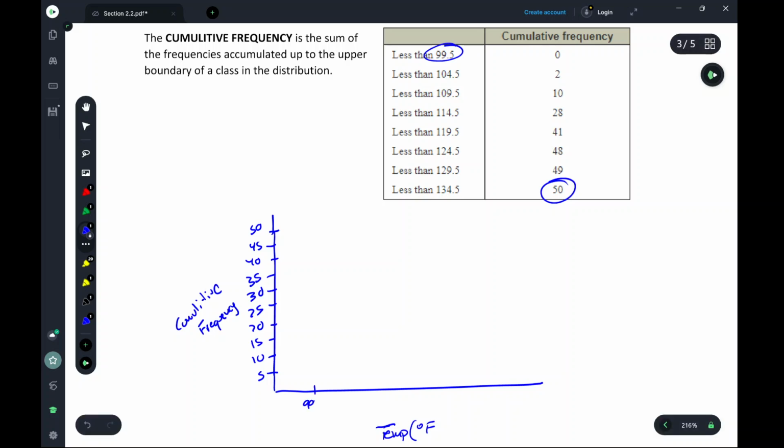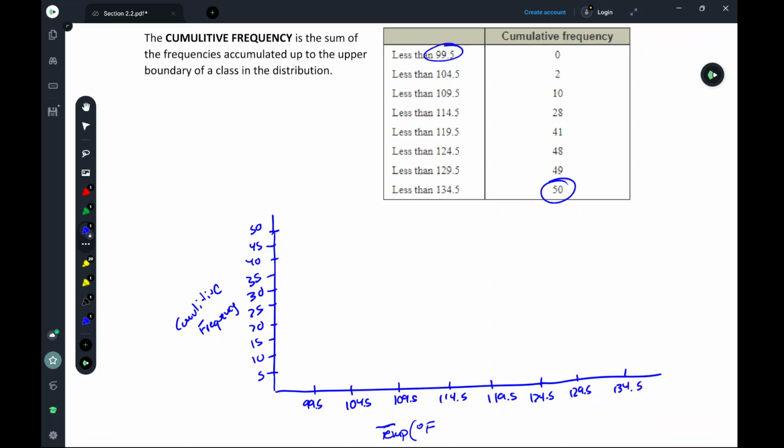So 99.5, 104.5, 109.5, 114.5, 119.5, gonna have to extend this out, 124.5, 129.5, and 134.5. Now, where do I start? Less than 99.5, 0. So I'm actually going to put a point right here.